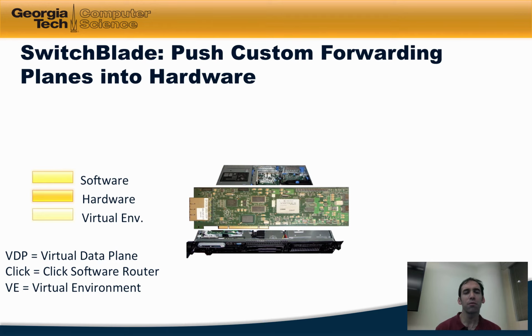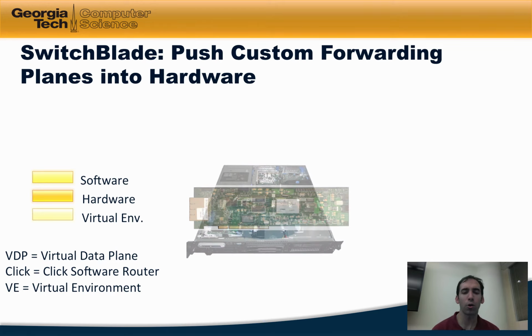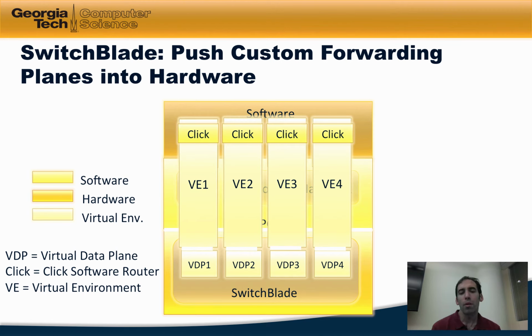Switchblade pushes custom forwarding planes into programmable hardware. You might have a programmable software router like Click running in one or more virtual environments on a hardware platform. Instead of having all of that forwarding take place in software, we'd like to push that forwarding function, some of which may be custom, down into the hardware. We'd also like to have multiple virtual data planes, each of which supports different custom packet processing pipelines.